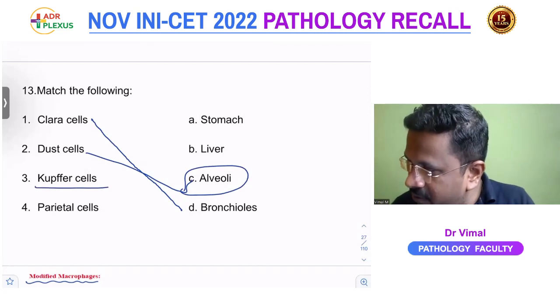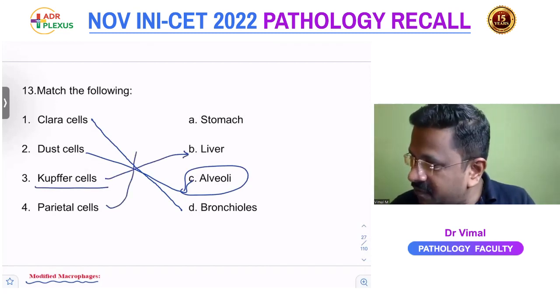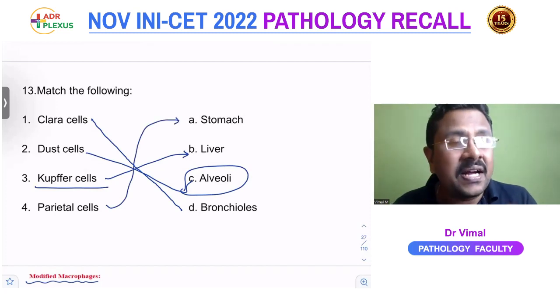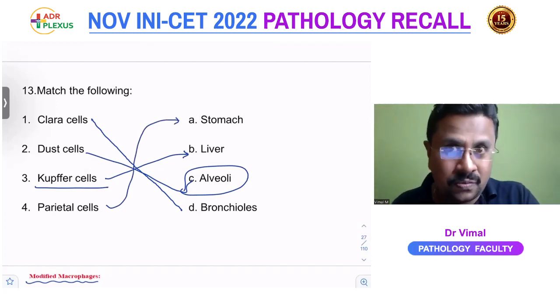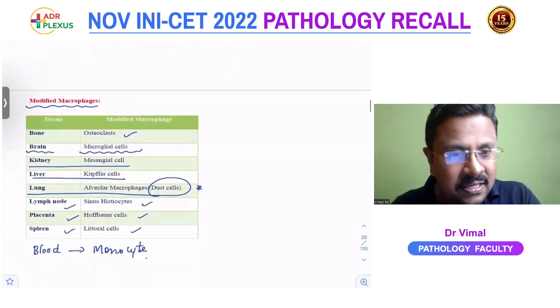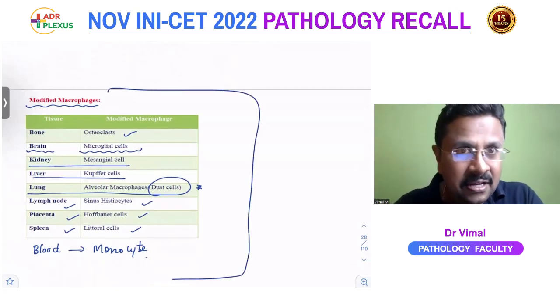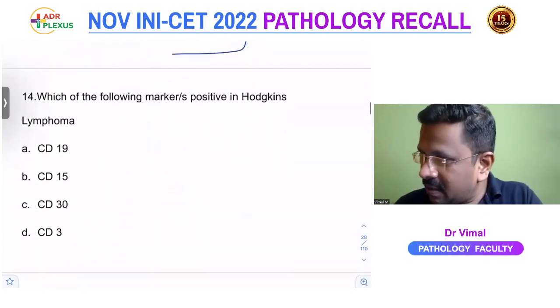And Kupffer cells are the modified macrophages which are located in the liver, and parietal cells, obviously we know, secrete the intrinsic factor and are located in the stomach. So this is a very easy question, and these are all things we have discussed in the workbook about the various macrophages and cells.